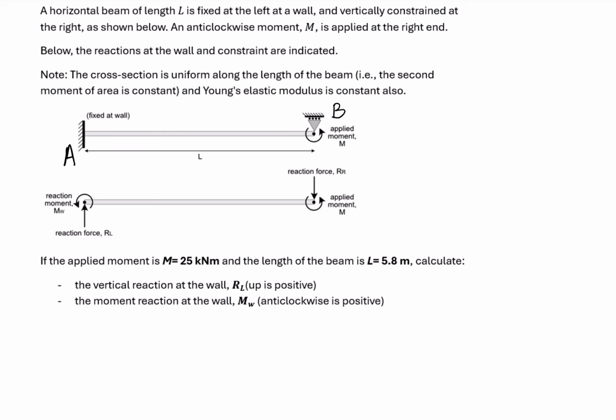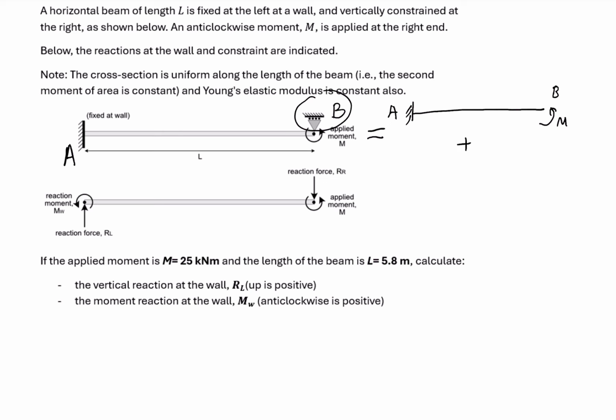So how to use the force method? For this beam, we can remove the reaction force at the restraint at support B. Then this beam can be divided into two structures. One structure is here. We have support A, with support B removed, and we have the applied moment M. This is the first structure. We call this the primary structure.